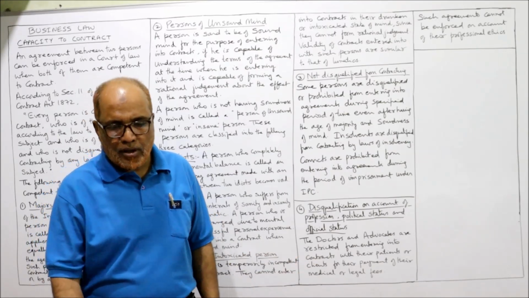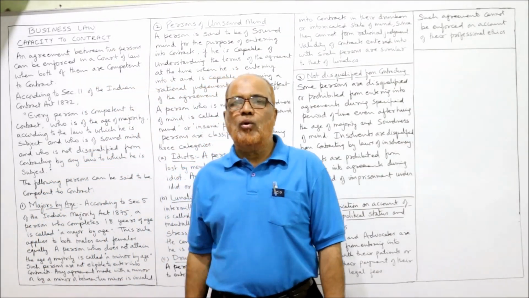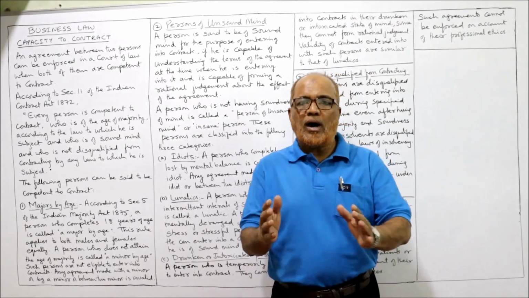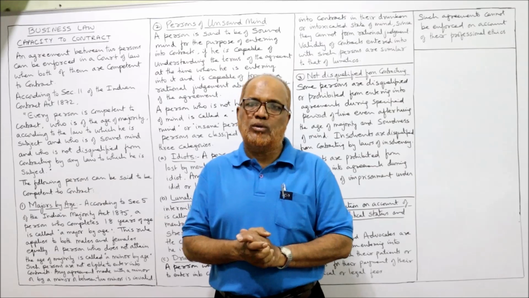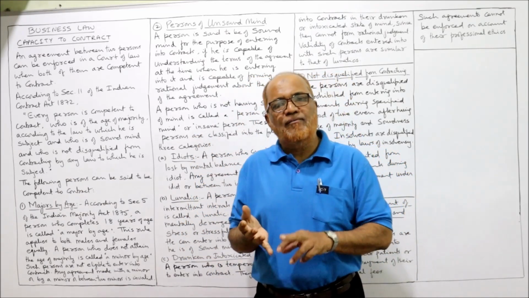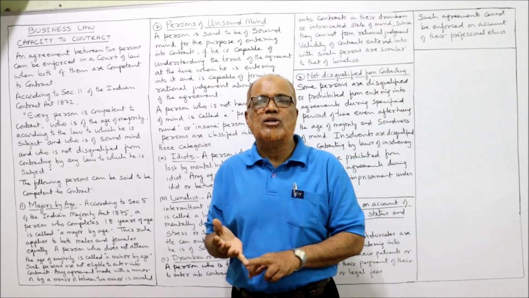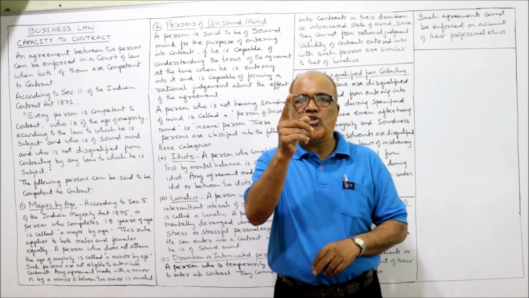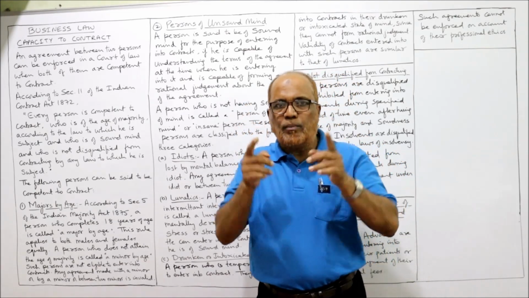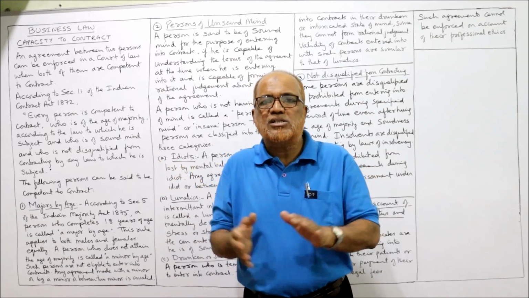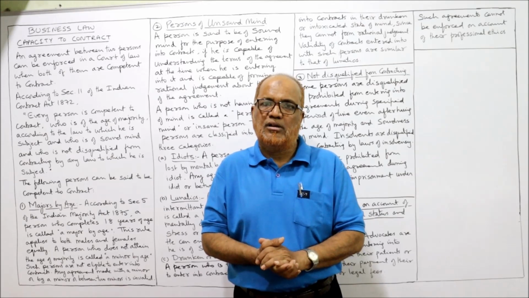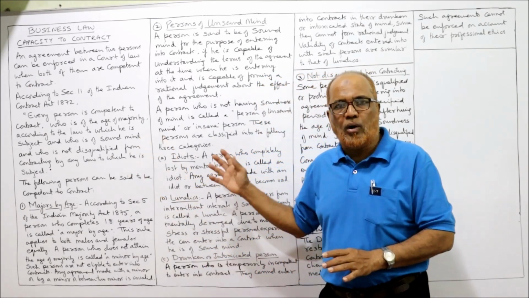That's all. So in this video, I have explained about the competency of a contract, capacity to contract. Who are the persons who can enter into the contract? I have explained according to section 11, every person is competent to contract if he is of the age of majority according to the law to which he is subject, is of sound mind, and is not disqualified from contracting by any law to which he is subject. So accordingly, I have explained all these things.